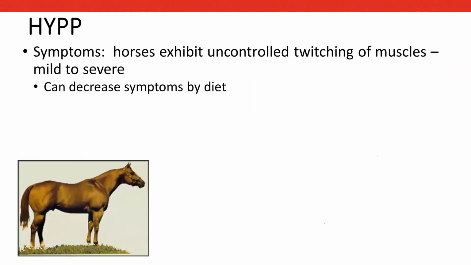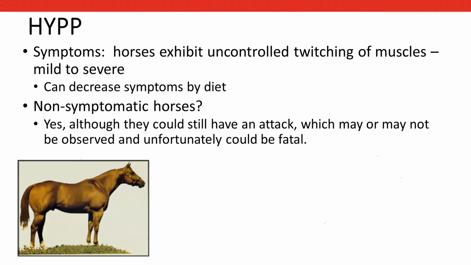So symptoms: if horses have this disease, they can show uncontrolled twitching of muscles. It can be mild, it can be a nuisance, or it could be severe. These symptoms can be decreased by diet. And people will ask, what do people mean when they say they have a non-symptomatic horse? You can have non-symptomatic horses in that the horse might not have an episode, or you might not observe it have an episode. Unfortunately, though, you can't predict when these may or may not take place.